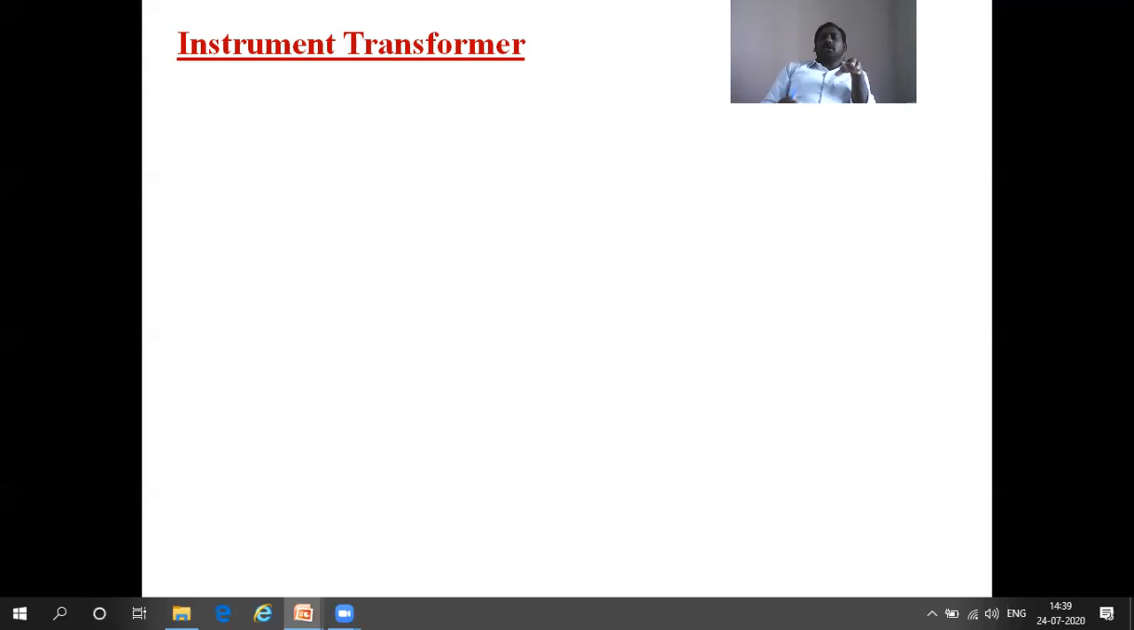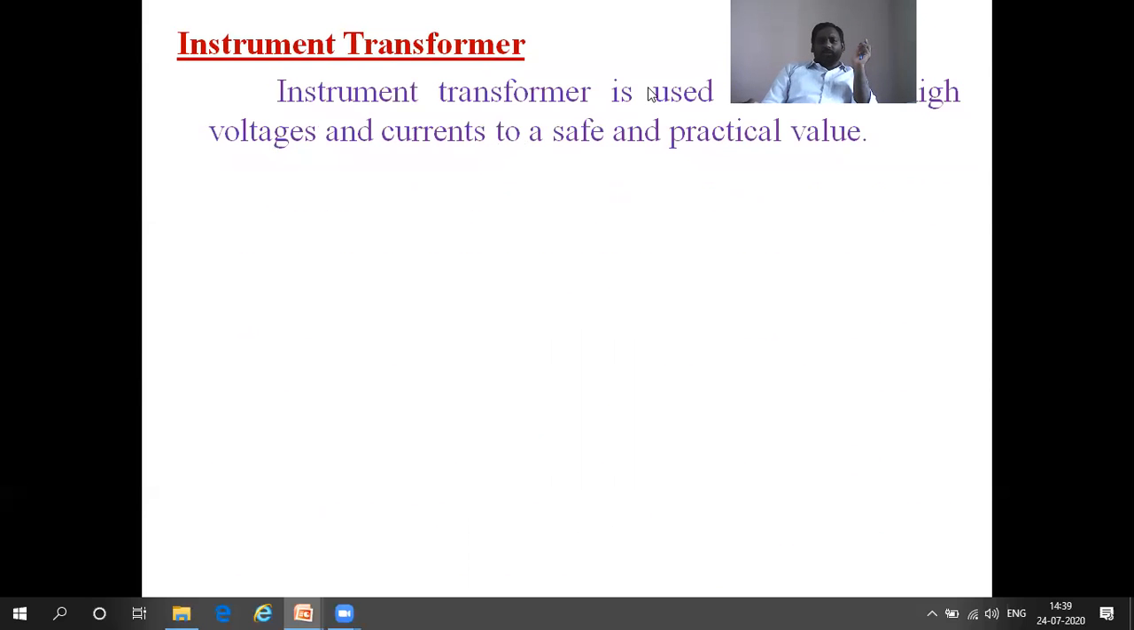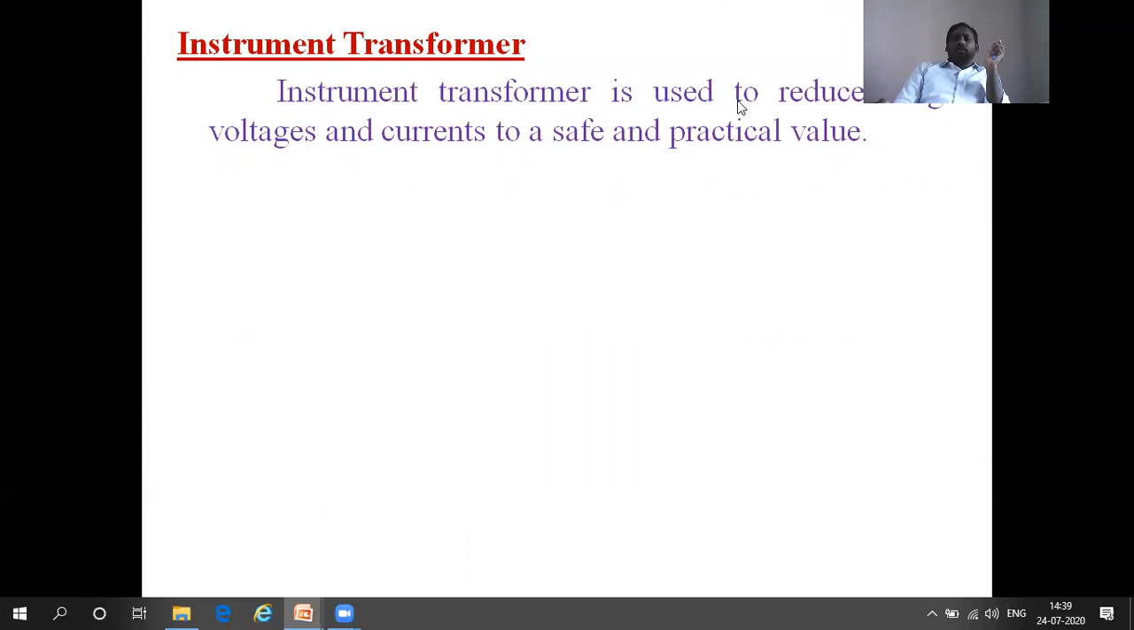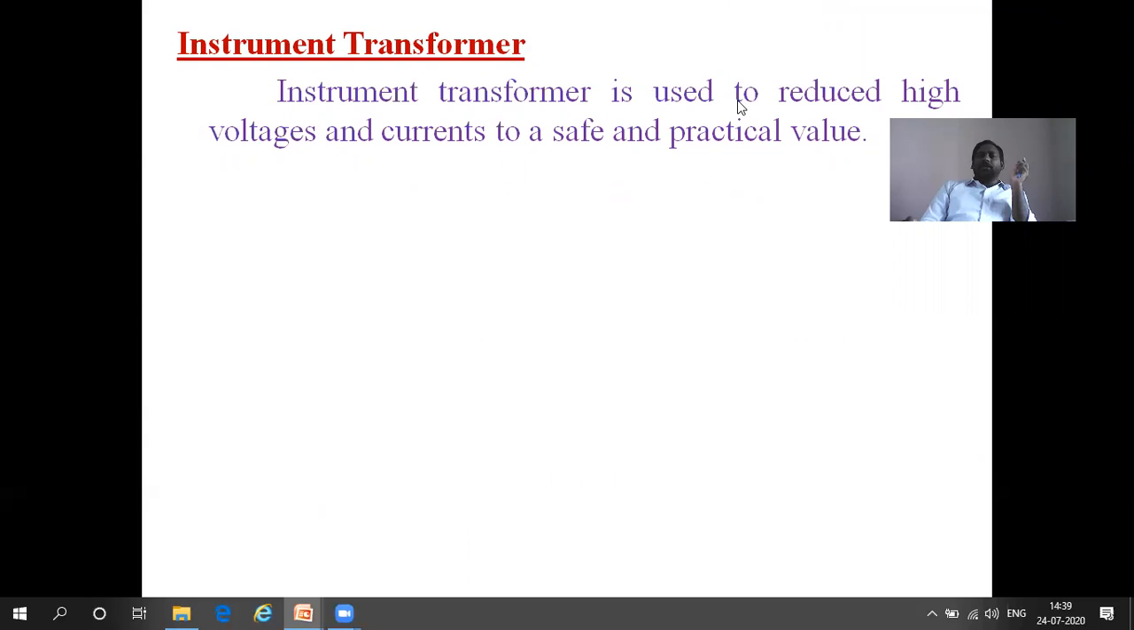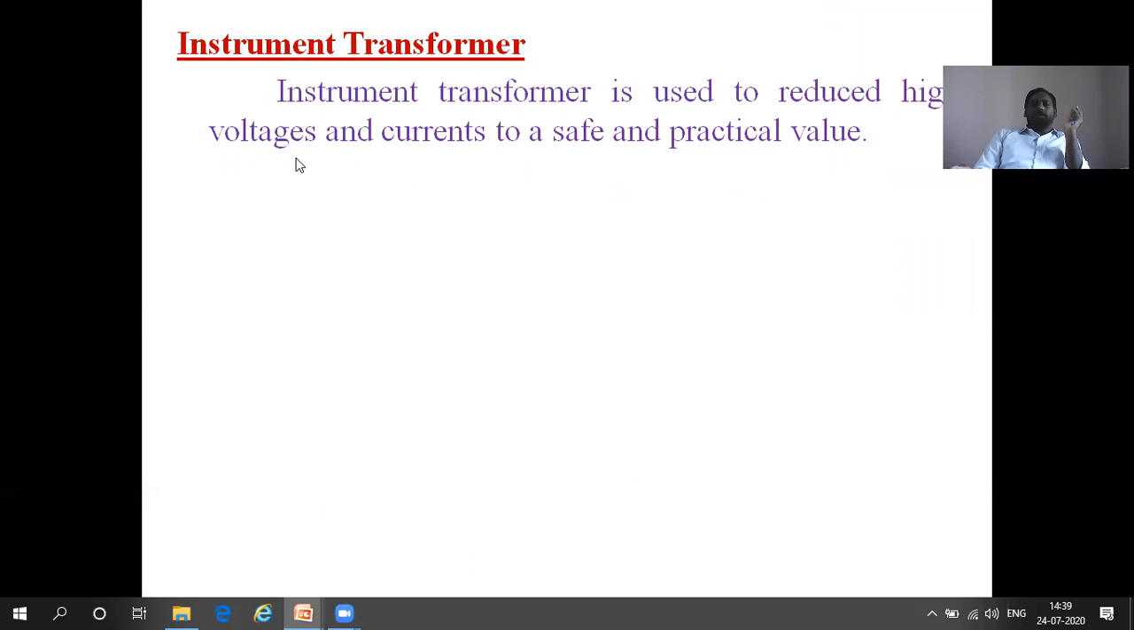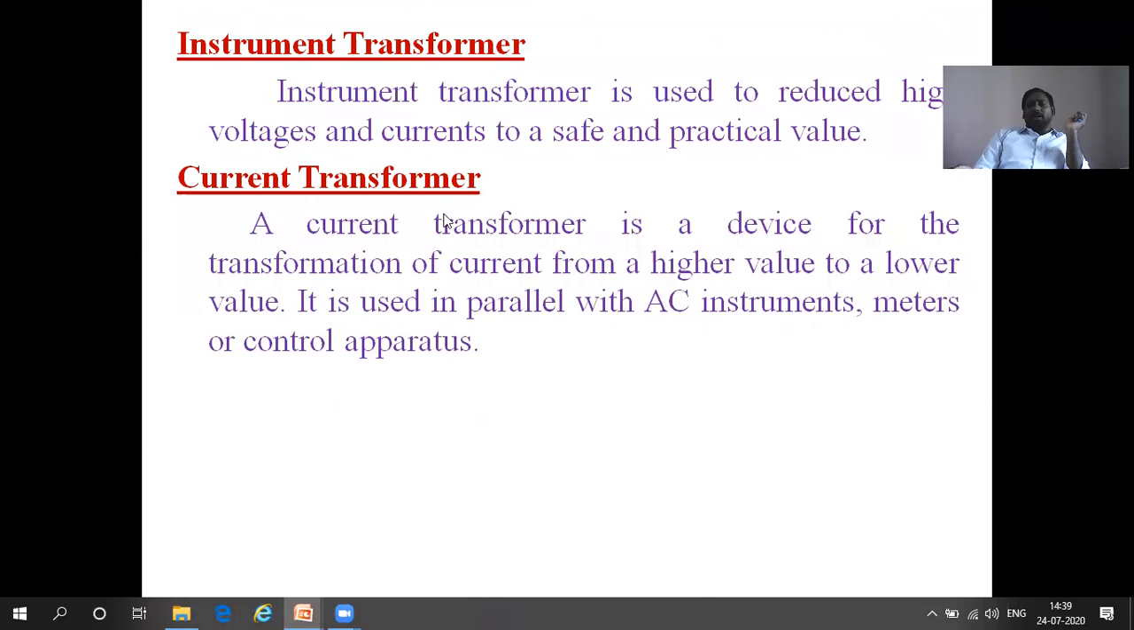They can reduce high voltage and high current and maintain them at a safe value. That's why these are called instrument transformers. In that, the first one is the current transformer. The current transformer is a device for the transformation of current from a higher value to a lower value. During a faulty situation, the current is compulsorily more. To reduce those higher currents to a lower value, we use a current transformer.